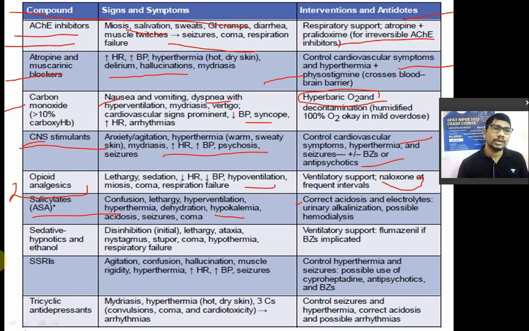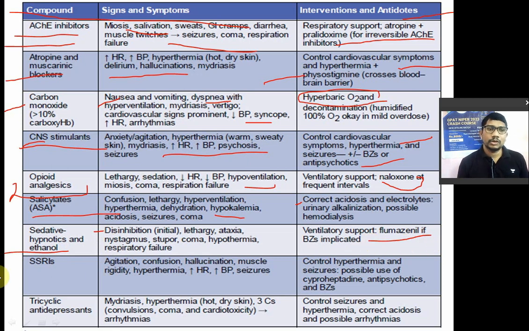Now in case of sedative, hypnotic and ethanol poisoning, what will be the symptoms? The symptoms are the same for sedative hypnotics poisoning and ethanol poisoning. So disinhibition, that is initial, then lethargy, ataxia, nystagmus, stupor, coma, hypothermia, respiratory failure. Now what is the antidote? So flumazenil is a specific antidote for benzodiazepine poisoning.